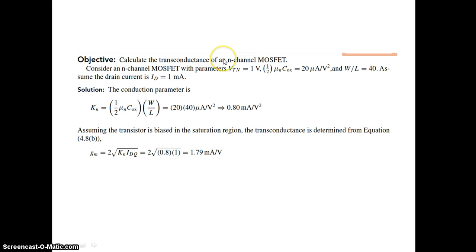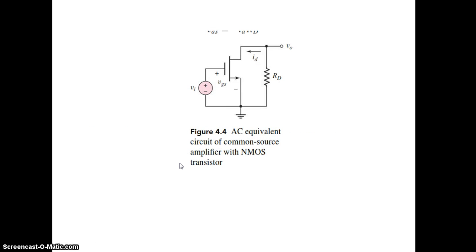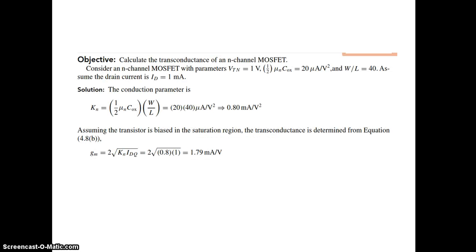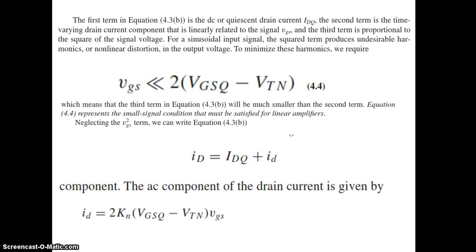Calculate the transconductance. What are the things we have been given? VTN is given, half mu n COX is given, W by L, the channel width to length, is given, and the drain current is given. So directly substitute; they have asked for the transconductance. First you find Kn, half mu n COX into W by L. Substituting, we get Kn. Then you know that GM equals 2 root Kn IDQ. IDQ is given, so we have found the transconductance. This problem may be asked. Okay. So we have completed the basics of the MOSFET amplifier. We have learned how to find GM.